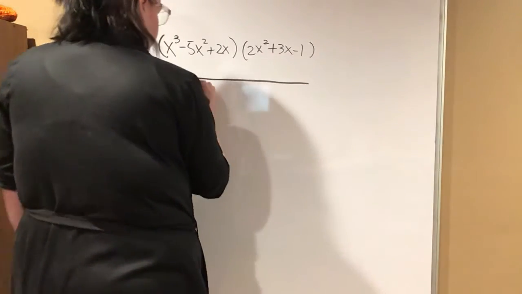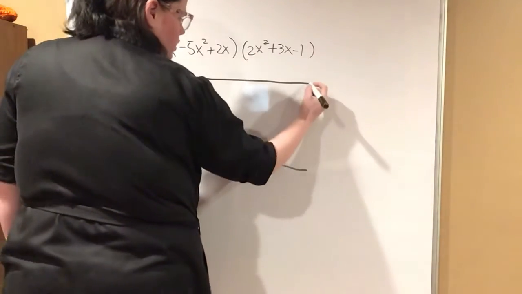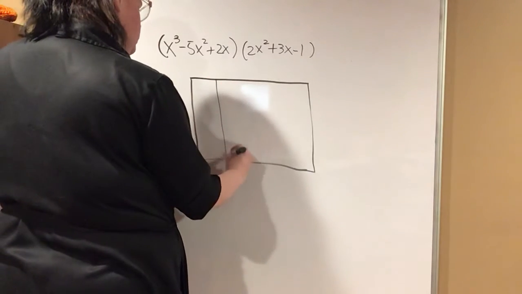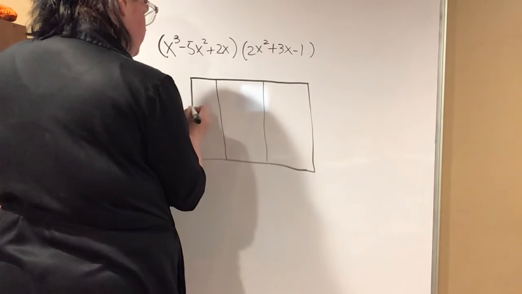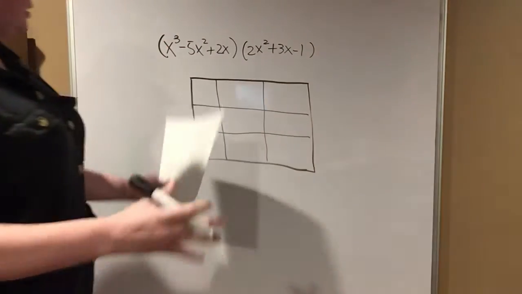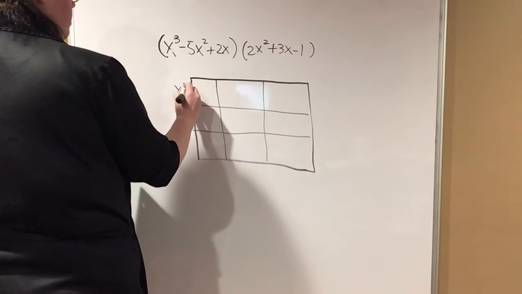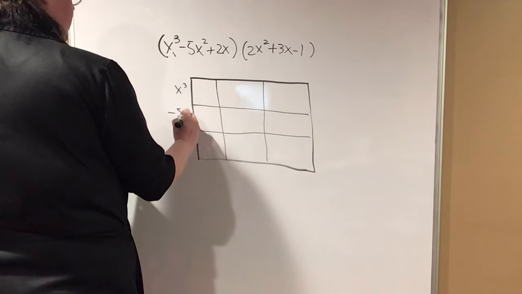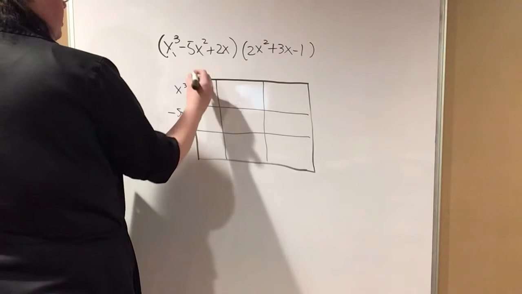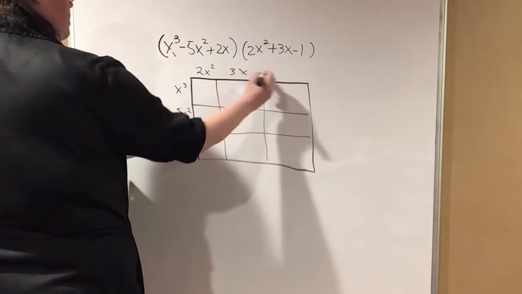I'm going to draw a box. A nice, useful box to put things in. And I need 3 columns and 3 rows. Okay, so now that I have my cute little box, I'm going to put this equation right here. So I have x cubed minus 5x squared plus 2x. I'm going to put this equation right here: 2x squared, 3x, minus 1.